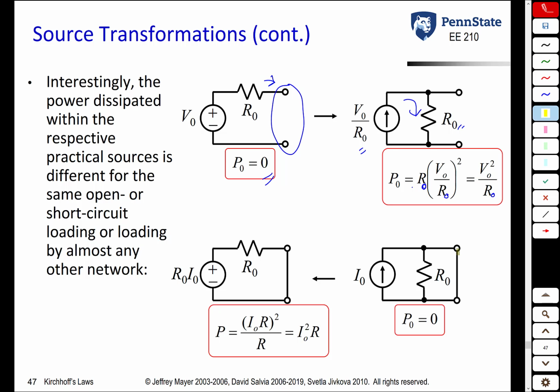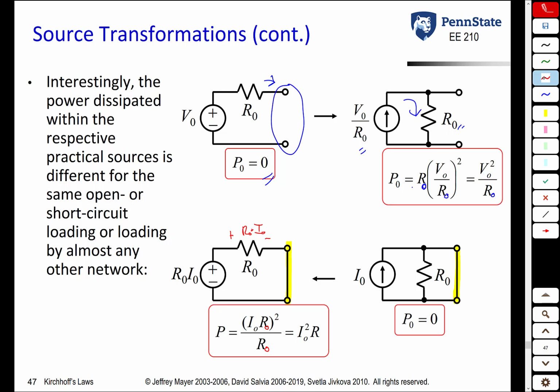Likewise, if you look at a practical current source where you short the terminals together, if you then analytically replace it by a voltage source, what happens to the power? In the current source case, we now have 0 watts being absorbed because the voltage across R naught is going to be 0. In the voltage source case, the power is not going to be 0 because the voltage across this resistor is what? R naught times I naught. So its power absorbed is the voltage squared divided by the resistance, which is just I naught squared times R naught.